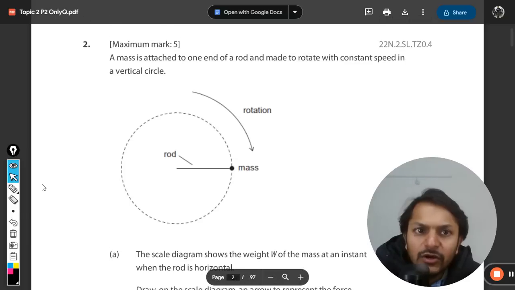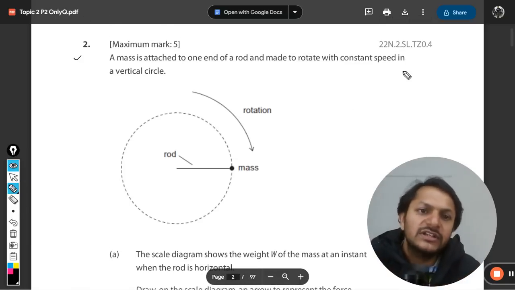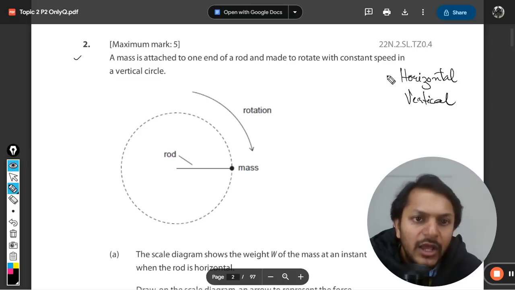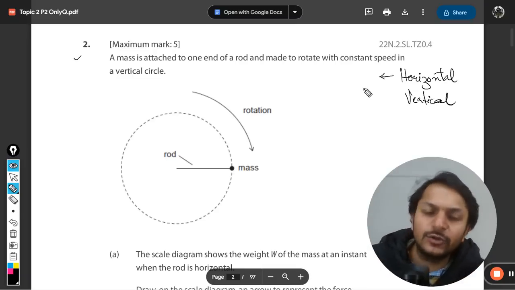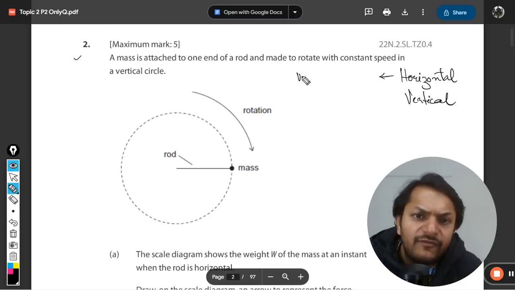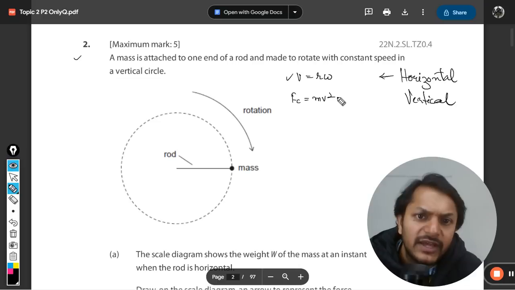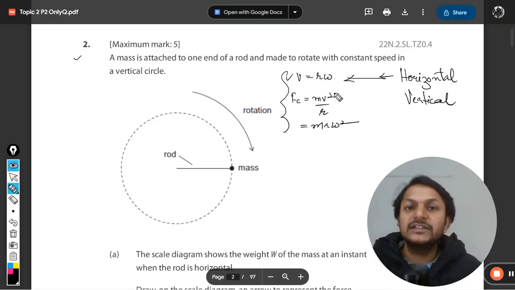Okay, fine. So let us move to this question now and try to understand a bit about the background. You see, there are two types of circular motion. The first one is horizontal, another is vertical. In the horizontal circle, we are not considering the effect of gravity. So every time v is equal to r omega, the velocity does not change, and we would be using this. The formula for the centripetal force becomes mv squared by r, or m r omega squared. It's a simple circular motion, and that is known as the horizontal circle.